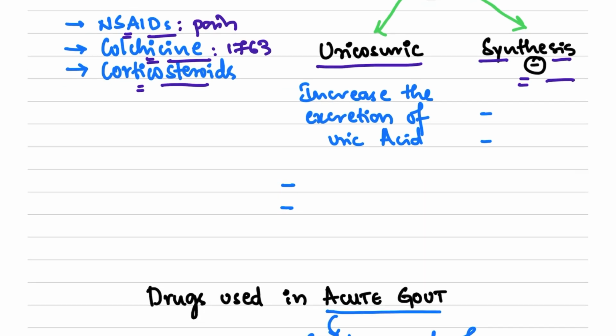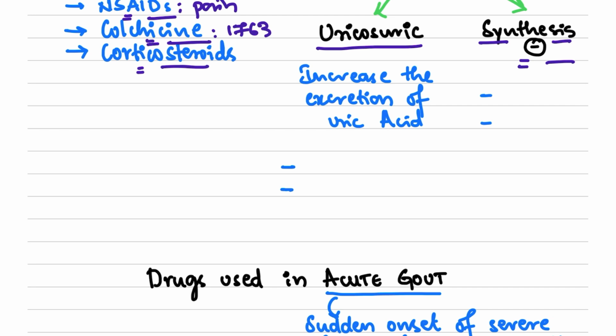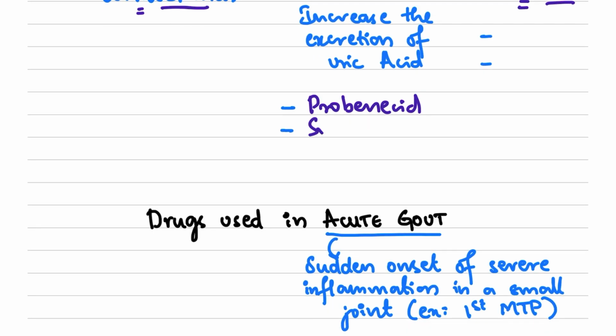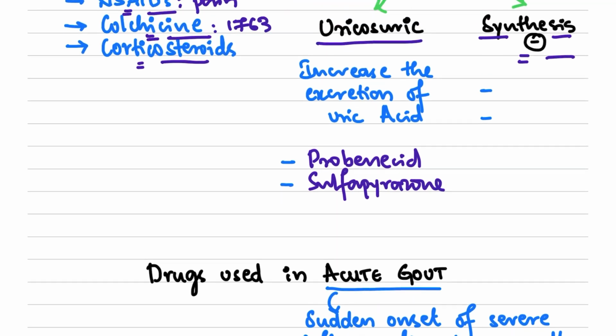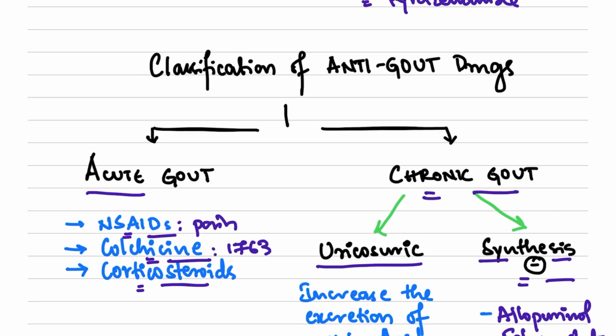So what are the uricosuric drugs that we have? So uricosuric drugs that we have are probenecid, and then sulfapyrazone. So what are the synthesis inhibitors we have? These are the most common, that is allopurinol, and then the newest drug, that is the febuxostat. So these are the synthesis inhibitors. So this is how you classify anti-gout drugs.